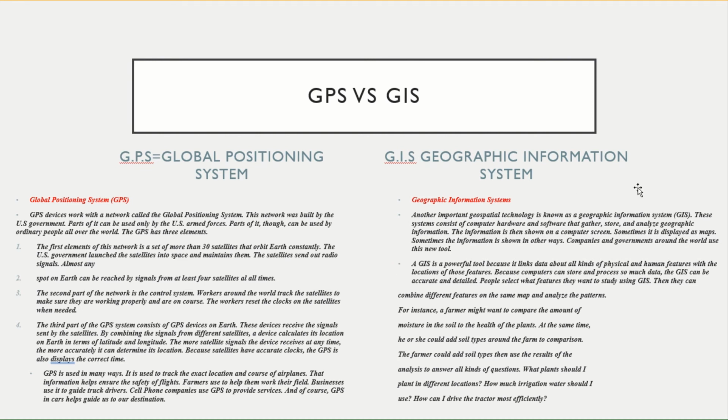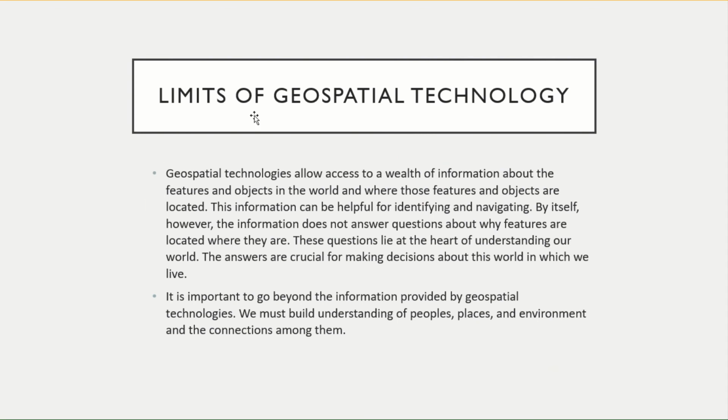Similarly, GIS information is stored in your software, like on your computer and your mobile, and it needs input, which I have already explained to you. The last part we'll be talking about is the limits of geospatial technology. In simple words, we can collect all the information that gives the answer to what type of information it is and what type of feature it is, but we cannot answer why these features are located there.